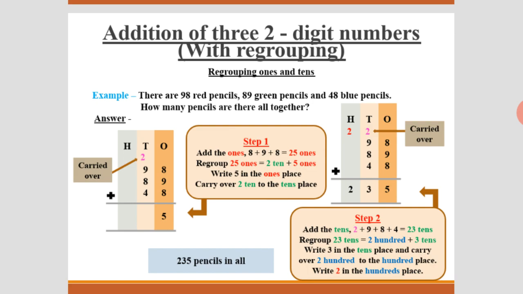Next, step 2. Sum of the tens digits 2 plus 9 plus 8 plus 4 is equal to 23 tens. 23 tens is equal to 2 hundreds and 3 tens. So, write 3 in the tens column and write 2 to its left, in the hundreds column. Now the sum 98 plus 89 plus 48 is equal to 235. Thus the total number of pencils is 235.